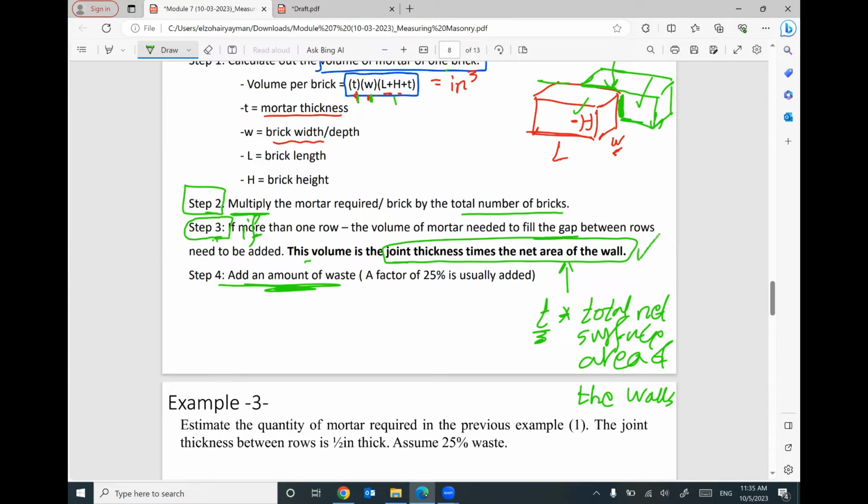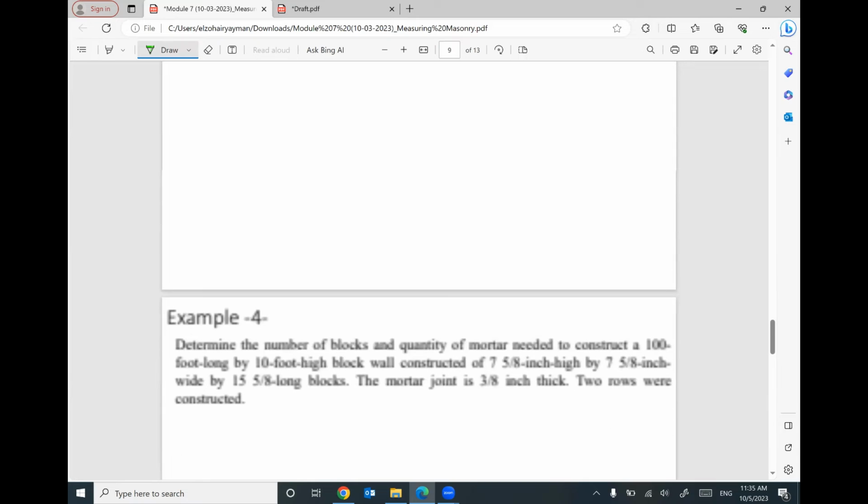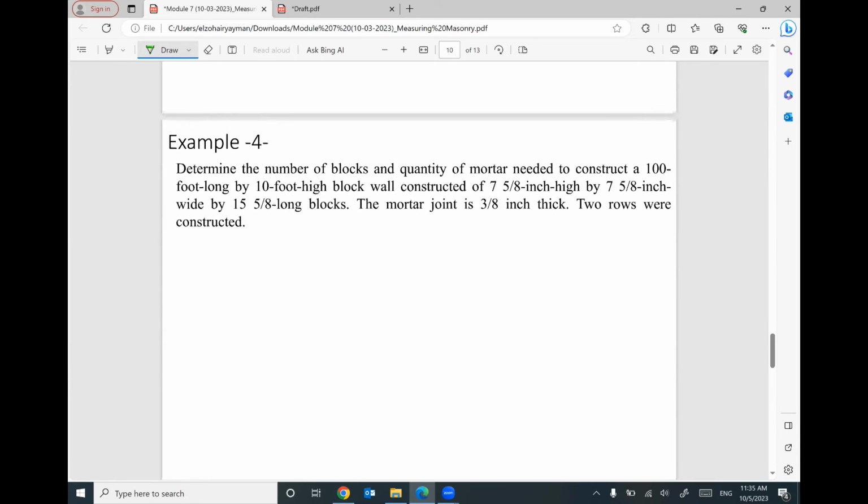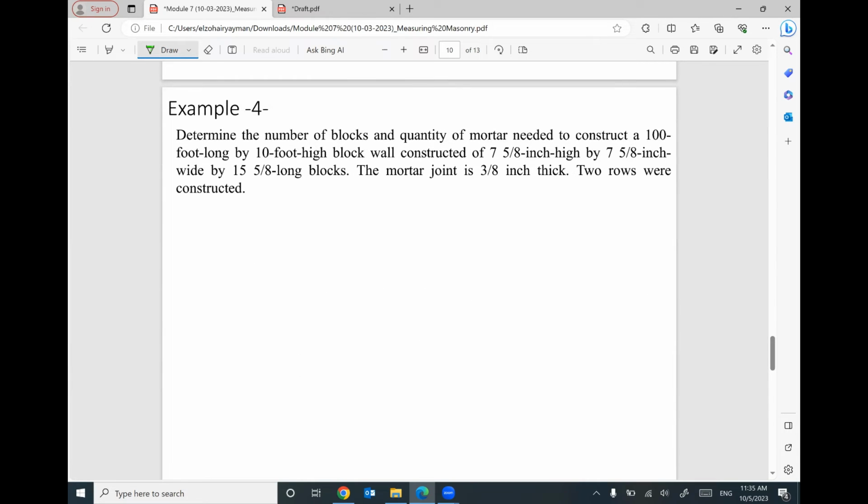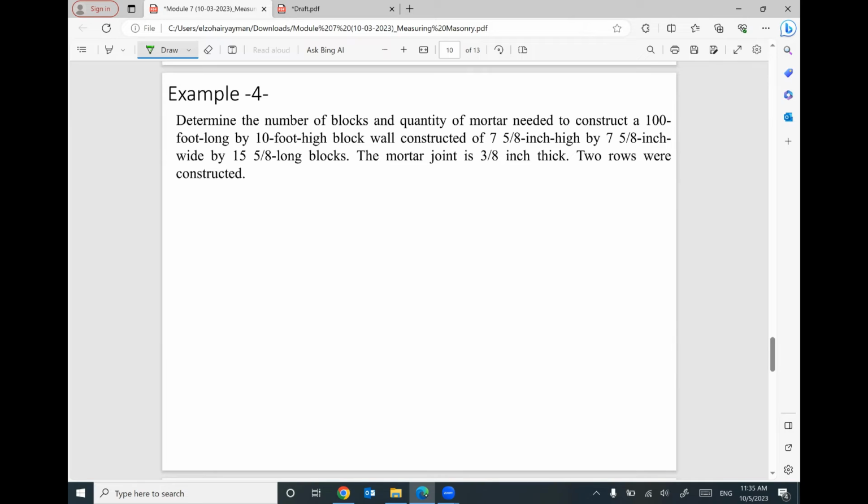Also add this amount to the previous amount, then you can add an extra percentage for any waste or anything like this. So let's do an example for this one, which combines both of them.